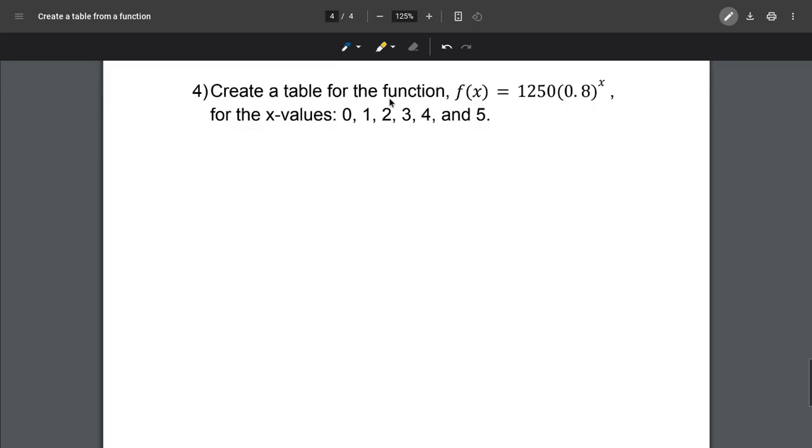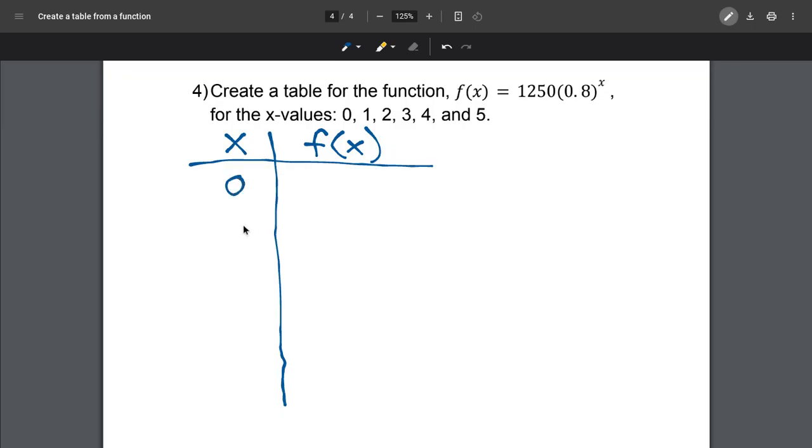Okay, this last one, we're creating a table for the function f of x equals 1,250 times 0.8 to the x for the x values 0 through 5. So we will be getting smaller or decaying as we increase in x. So we have our x and our f of x values. We have 0, 1, 2, 3, 4, and 5.